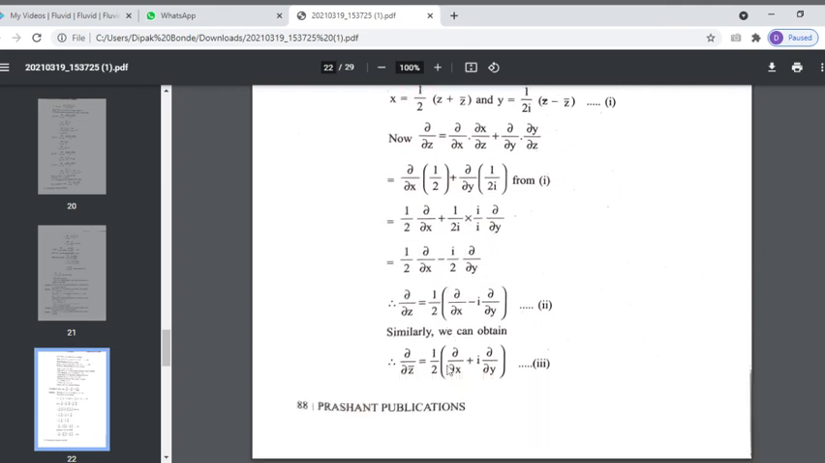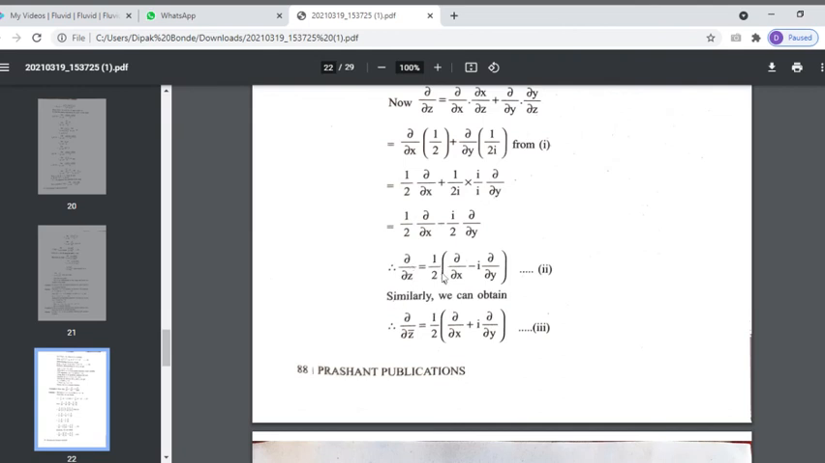So this del by del z is nothing but 1 half of, in the bracket, del by del x minus i into del by del y. Similarly, we can obtain del by del z bar is nothing but 1 half of del by del x plus i into del by del y.